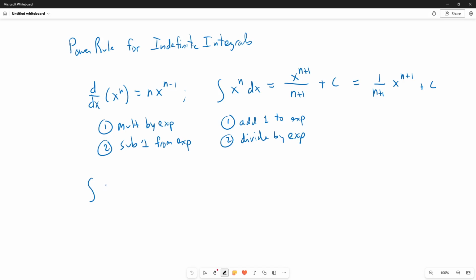If we have the integral of x to the 4th power, then we would get x to the 5th power divided by 5 using the power rule with n equals 4, and then plus c. The integral of x to the 7th power is similarly x to the 8th power divided by 8 plus c. N is 7 here, so n plus 1 is 8. So when the power is a whole number, it's pretty simple.